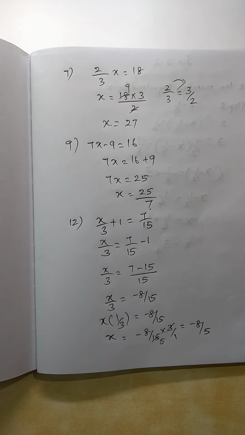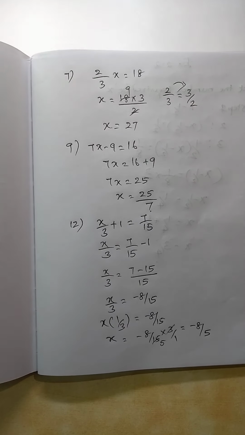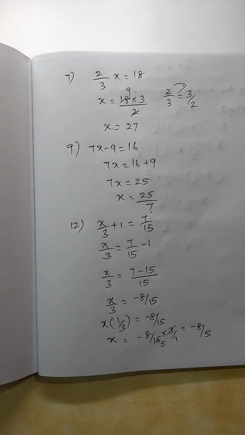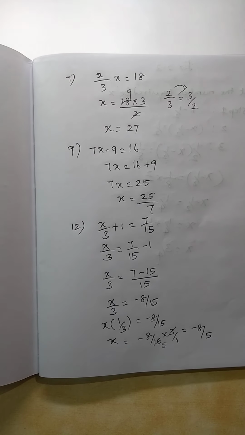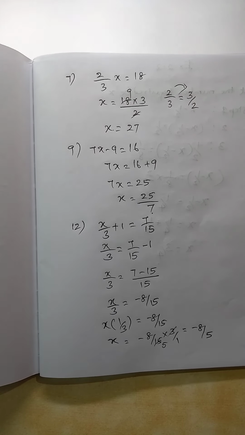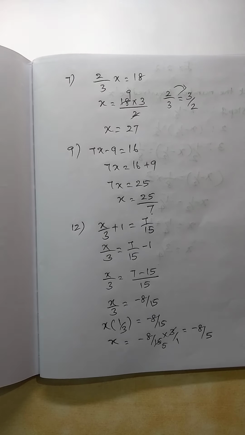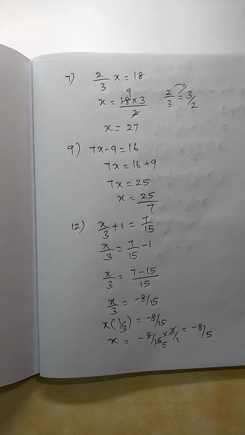Now we go to the ninth question. It is given as 7x minus 9 is equal to 16. Now you bring that minus 9 from your left to your right, and it becomes plus 9. So it becomes 16 plus 9, which is 25. So 7x becomes 25, so x becomes 25 by 7.